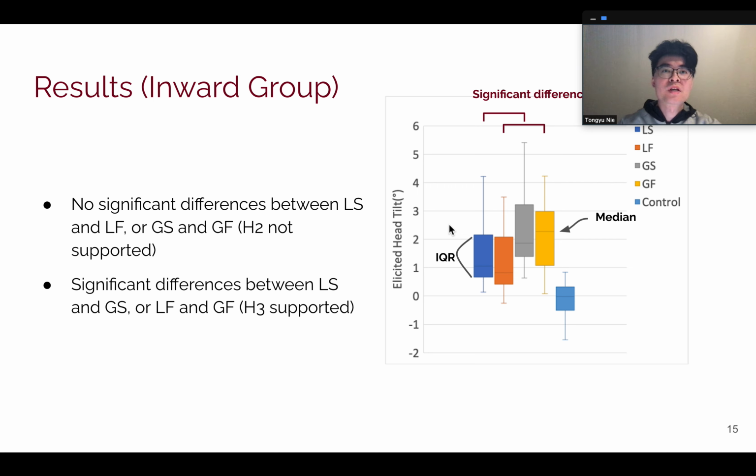However, there was significant difference between lower max tilt angle conditions and greater max tilt angle conditions. Significant difference was found between LS and GS and between LF and GF. So hypothesis 3 was supported.